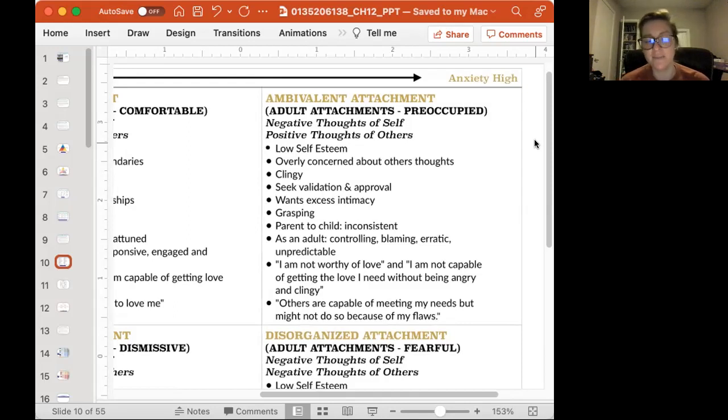And some self-talk or core beliefs that a person with an ambivalent or preoccupied attachment style might think are, I'm not worthy of love, and I'm not capable of getting the love I need without being angry and clingy, right? Others are capable of meeting my needs, but they might not do so because of my flaws, right? So you see that insecurity, that anxiousness about, oh my gosh, what if I do something wrong? What if they leave me? What if they don't like me, right?